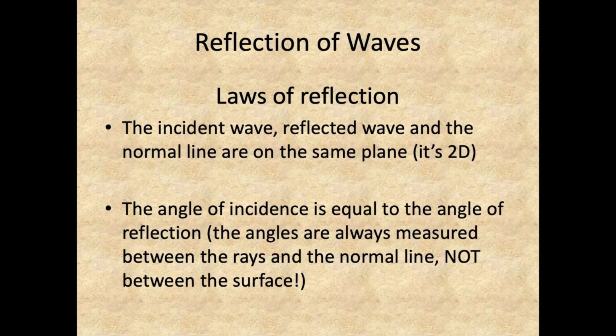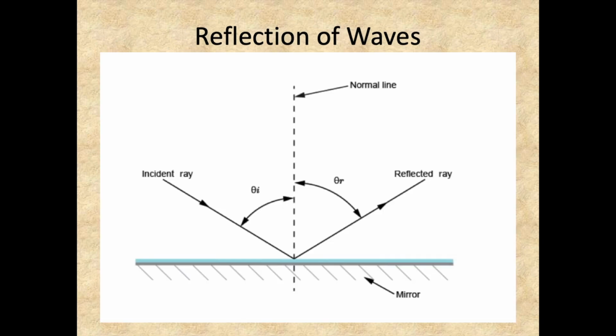So the incident wave, reflected wave, and the normal line are on the same plane. It's a two-dimensional pattern, and the angle of incidence is equal to the angle of reflection. Now, I know in this particular case, it doesn't matter which angles you're using, because if you measure the angles made with the mirror on each side, obviously those will also be equal. But that's only in this case.